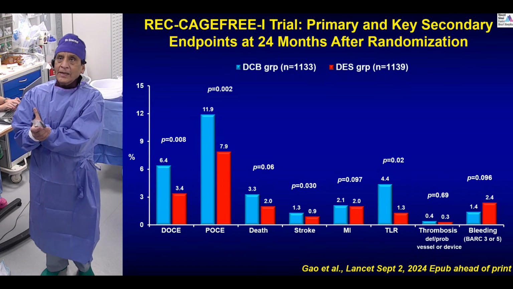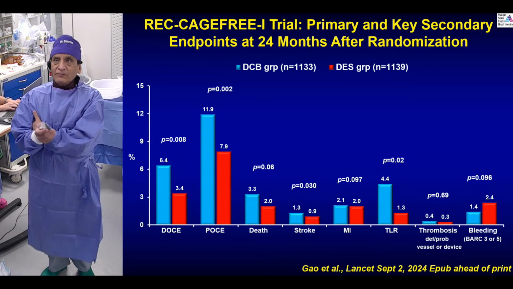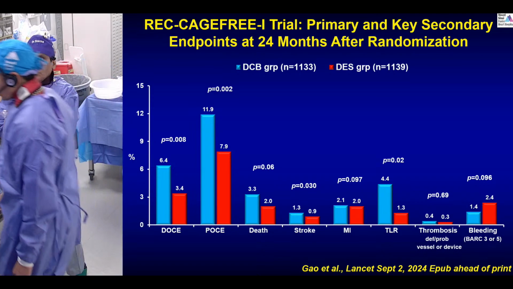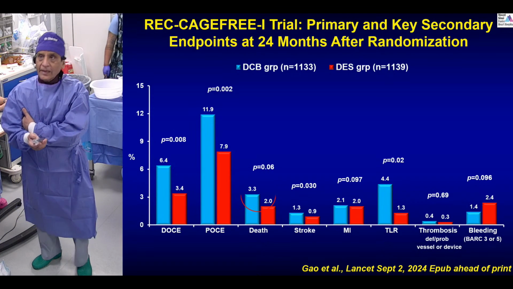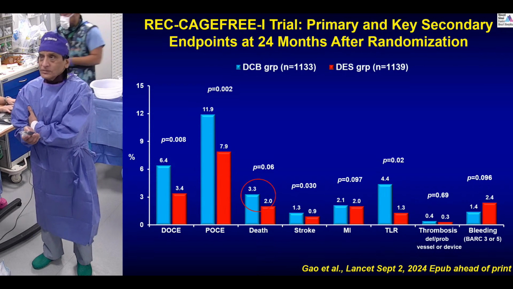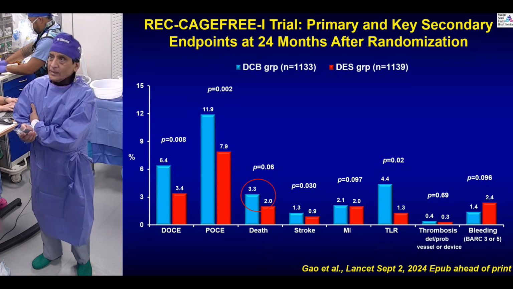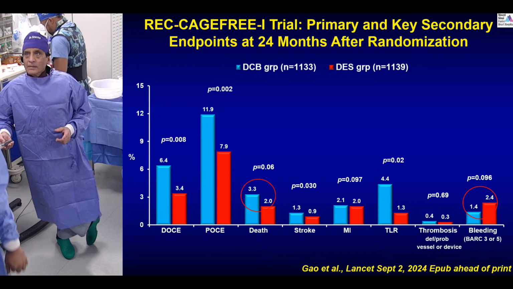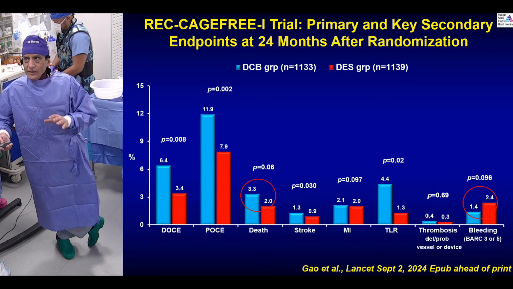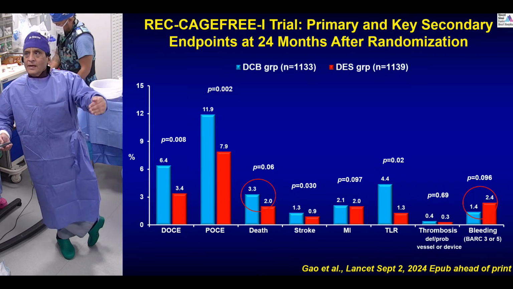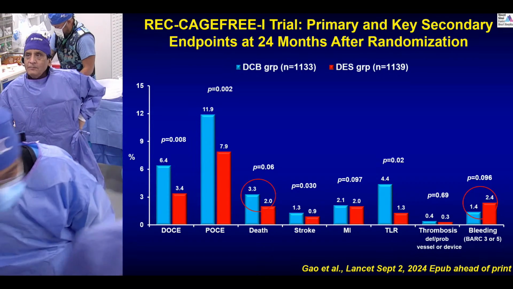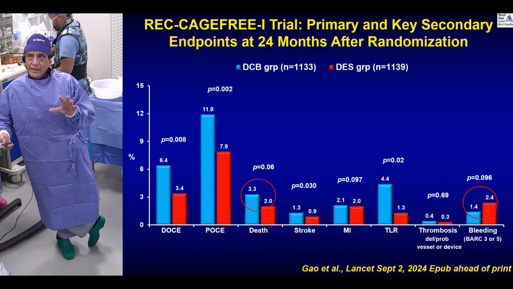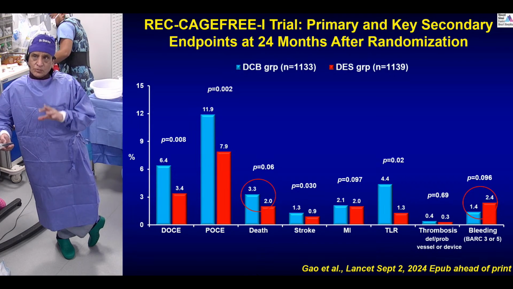Individual points are here. This event rate went down by half, 6.4 to 3.4. Death was actually 3.3 to 2, with a P-value of 0.06, which is important. There's no difference in stent thrombosis. TLR, of course, was significantly lower. And lastly, bleeding: the only thing was that bleeding was slightly lower in the DCB group, probably because of longer antiplatelet therapy in the DES group.